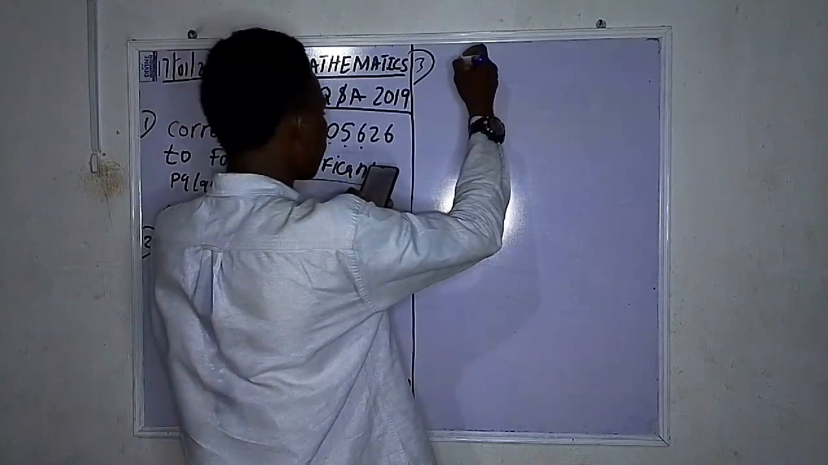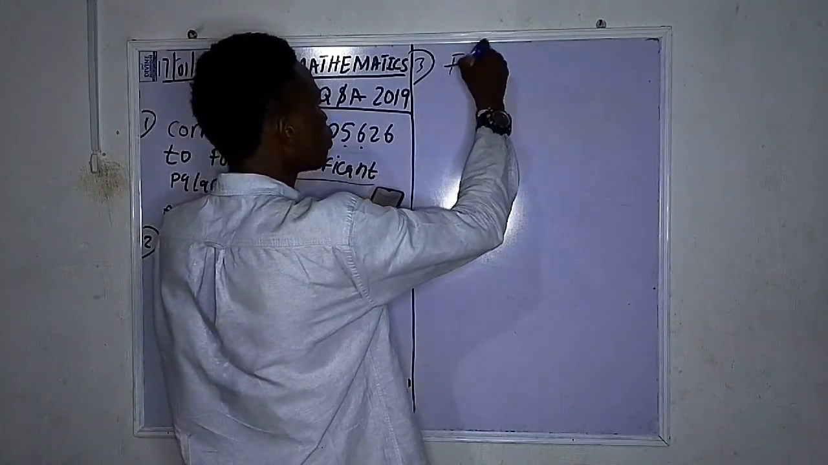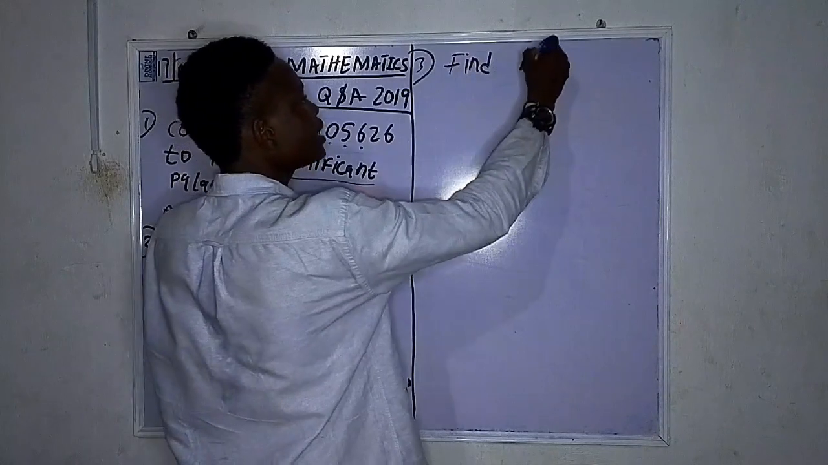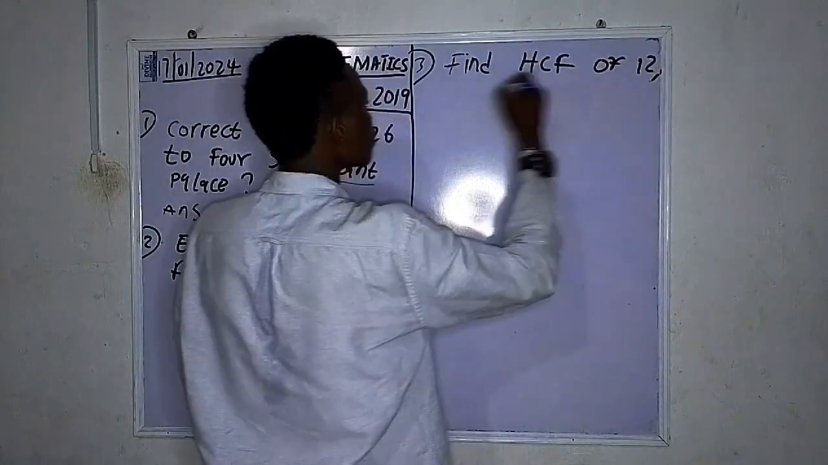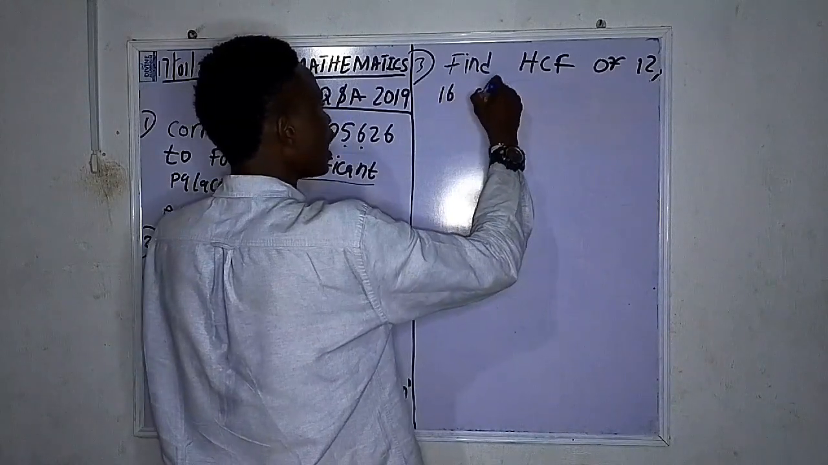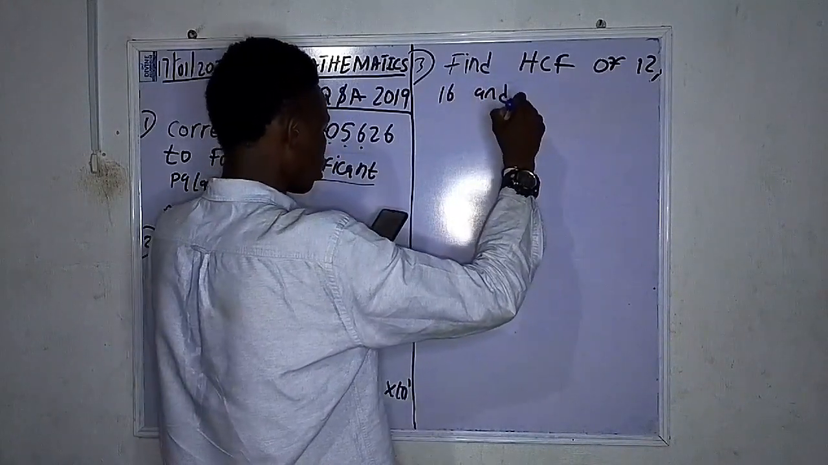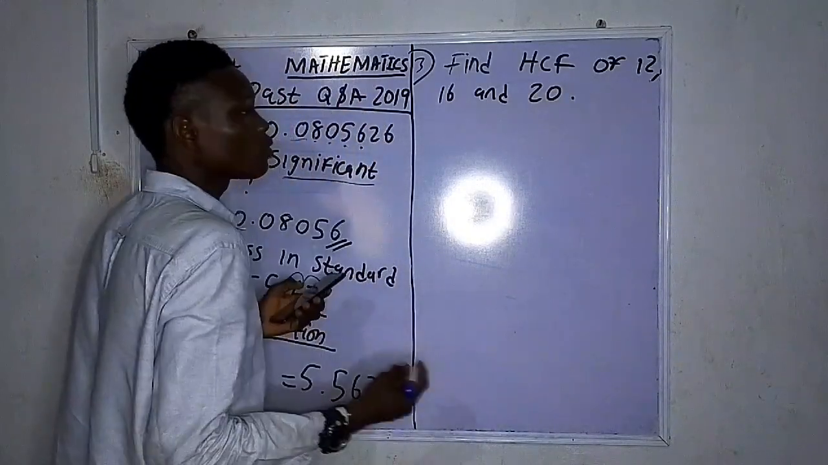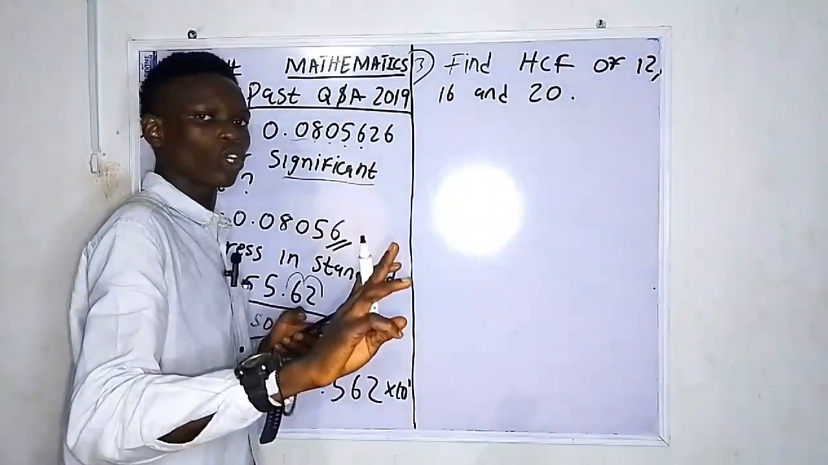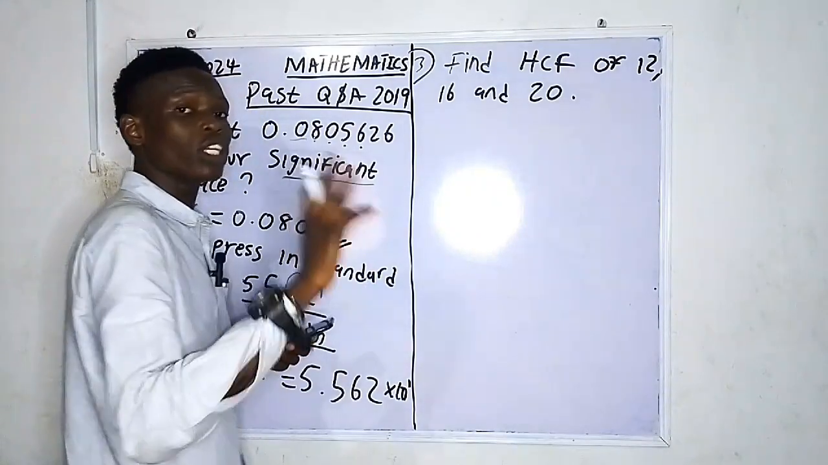Highest common factor, it says find HCF. I will write the question down for those who are copying. Find HCF of 12, 16, and 20. Now, how do we find HCF? There are two methods to solve HCF. Now, we go with the two methods.